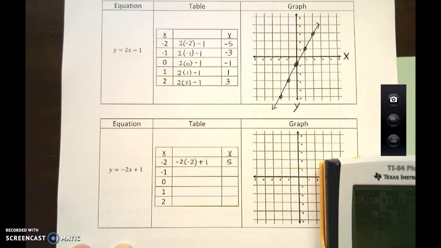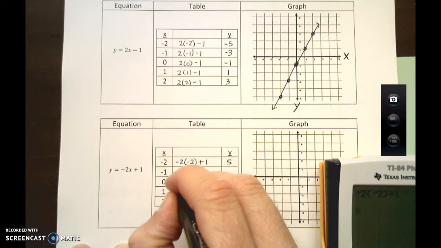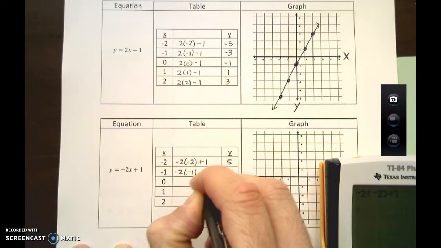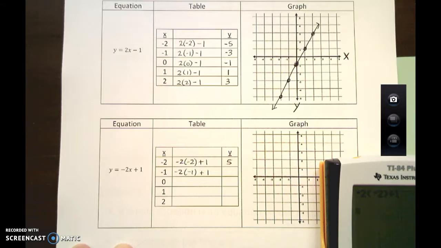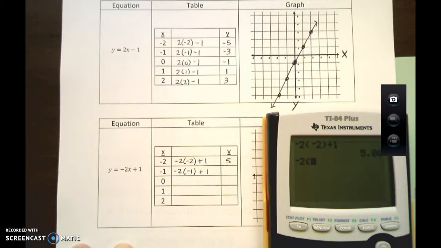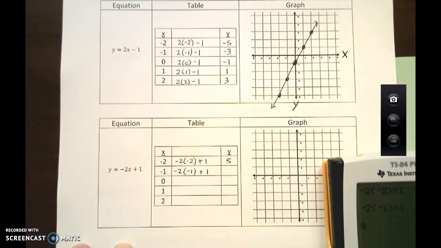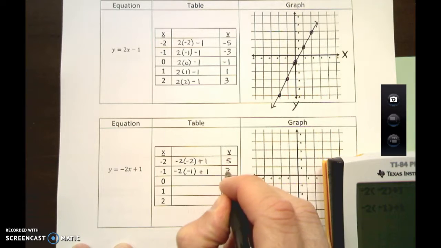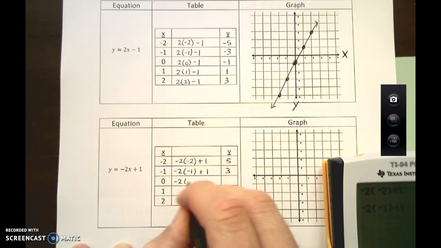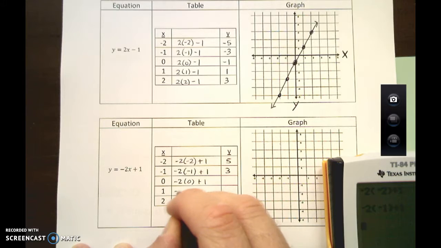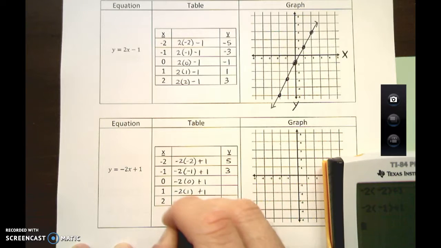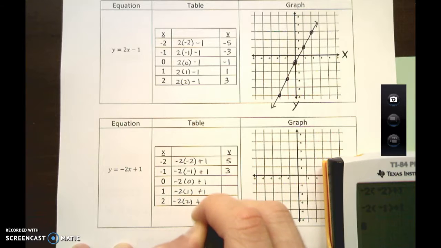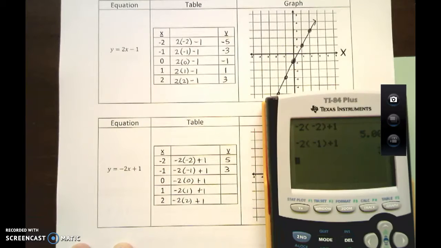I'm going to do the same thing for the other problems. I plug in the value and then evaluate. So negative 2 times negative 1 plus 1. This time it's 3. Negative 2 times 0 plus 1, negative 2 times 1 plus 1, and negative 2 times 2 plus 1. I'm just going to write it all out and then put it on the calculator here.